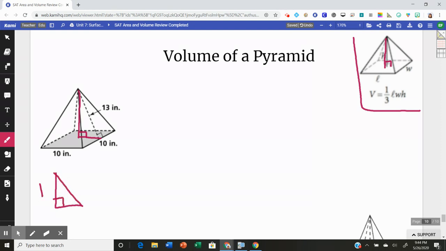We know that this side is called your H. That's what we want to find. We know that the slanted piece is 13 inches. And then if we're looking at this base here, well, it's not going all the way across. All the way across would be 10. It's actually going halfway across. So that's going to be 5.